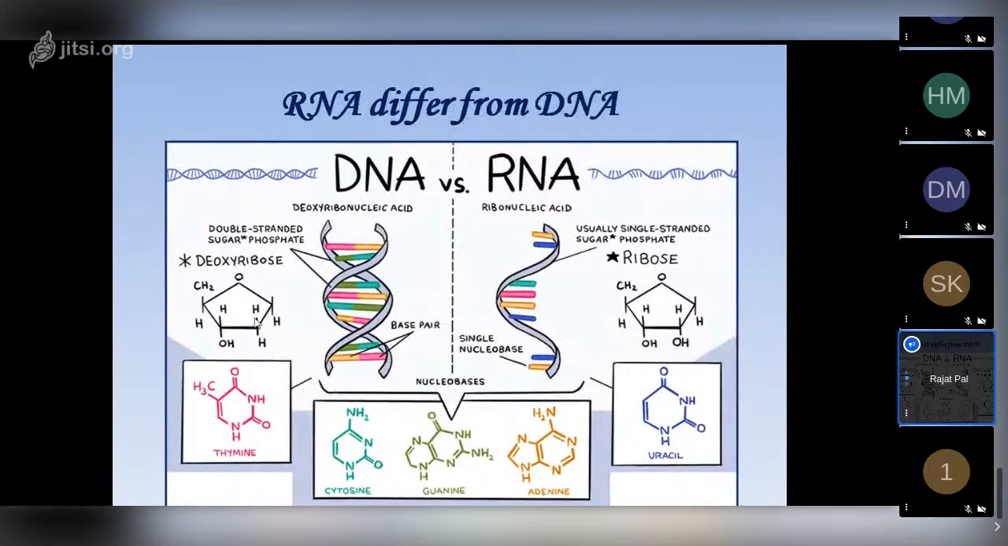As I told you, in case of sugar, in DNA it is a deoxyribose, oxygen is not present. In case of RNA, it is a ribose, oxygen is present. These three are common: adenine, guanine, and cytosine. Uracil is present in RNA, and thymine is present in DNA.